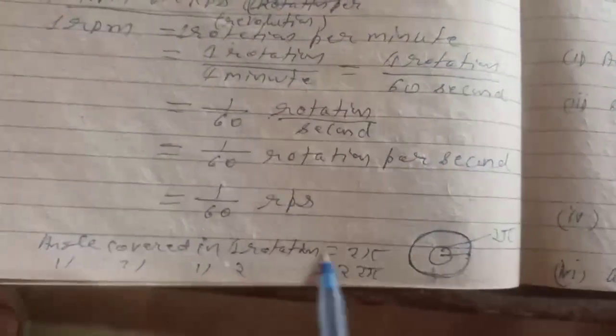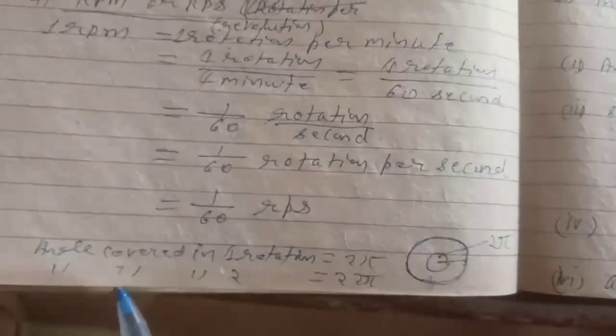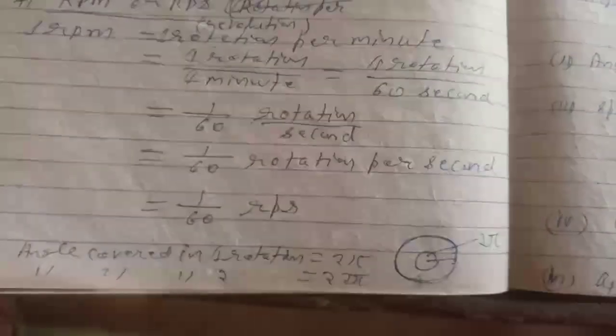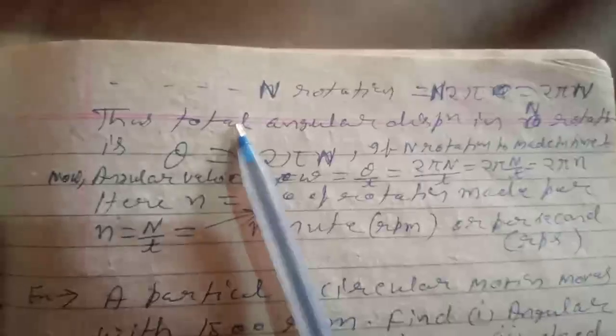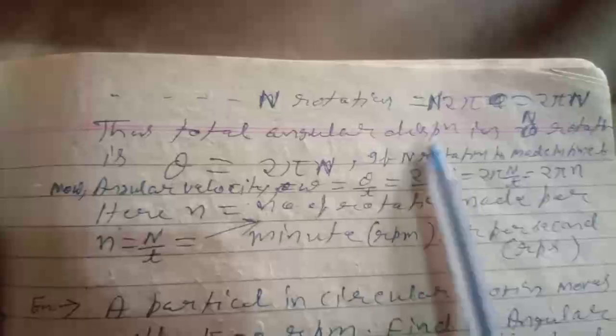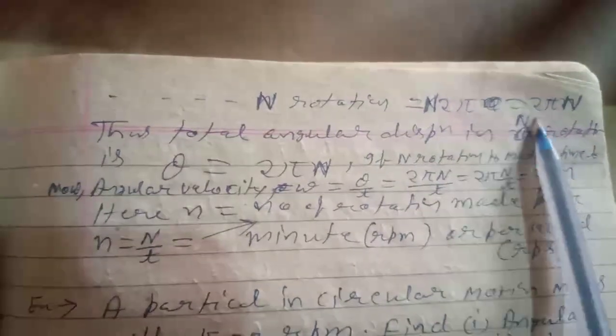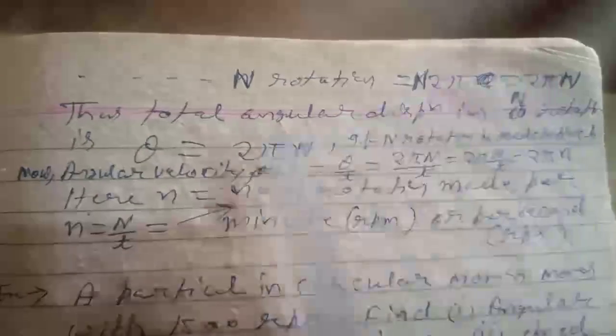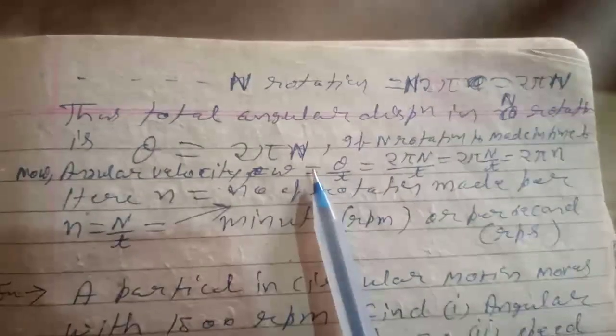Angle covered in 1 rotation is 2 pi. Angle covered in 2 rotations is 2 into 2 pi. Similarly, angle covered in n rotations is n into 2 pi, or equal to 2 pi n. Thus, total angular displacement in n rotations is theta equals 2 pi n.